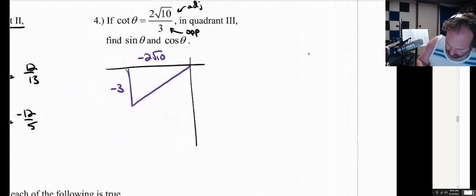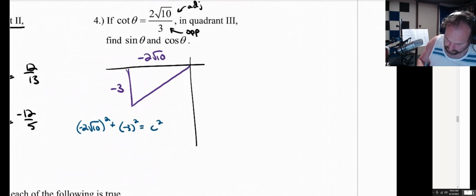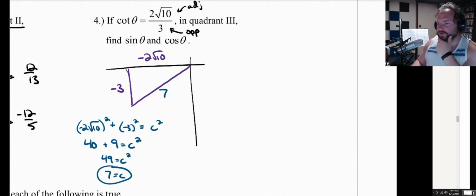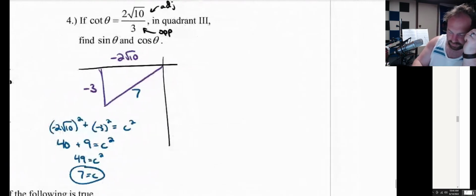We need to do (-2 roots of 10) squared plus (-3) squared, and that will equal c squared. So when it comes to (-2 roots of 10) squared, well, -2 times -2 is 4, and square root of 10 times square root of 10 is 10, and 4 times 10 is 40. So this is 40, plus 9 equals c squared, which is a suspiciously perfect square number, which means that c is 7. Very cool. And now the rest of the problem is simple.